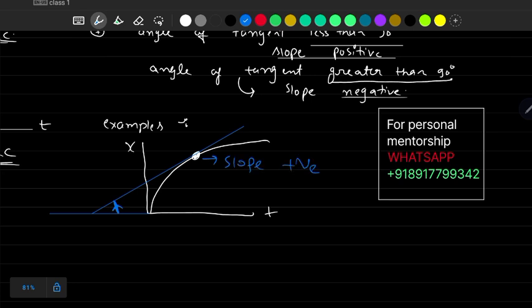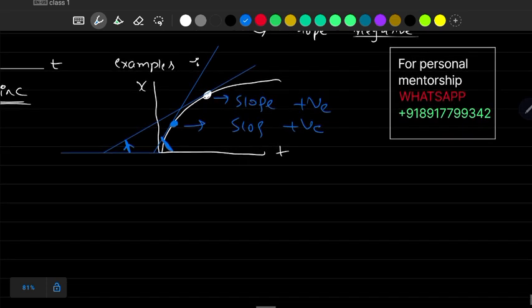I hope it's clear. Now if someone tries to find it at this point, what you have to do is simply draw a straight line touching it like this. So it's a tangent. If you find this angle again, this will be less than 90. So at this point also slope is positive. So what's the example of negative slope?